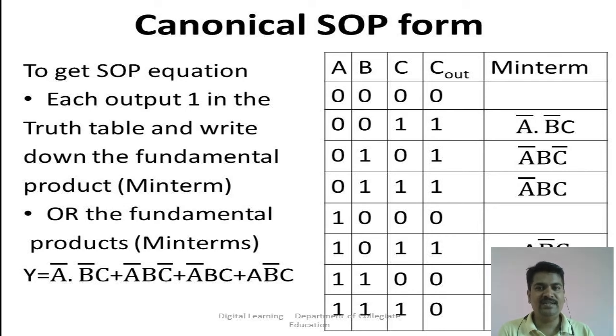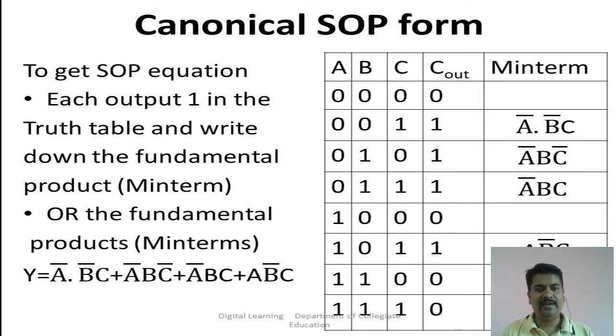After finding the output ones in the truth table, write down the minterm for the corresponding inputs. So here is the example. Here it is 1. The combination of input for which output is 1 is 0, 0, 1. For this 0, 0, 1, I have to write the minterm. It's A bar, B bar, C, because A is 0, B is 0 and C is 1. If I write a minterm for this combination, it will be A bar, B bar, C.